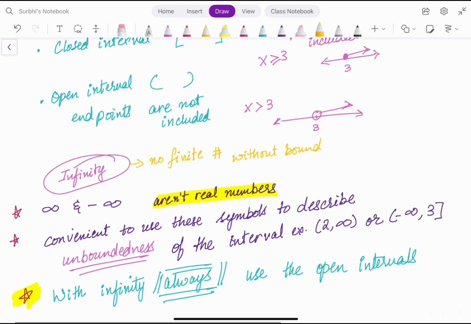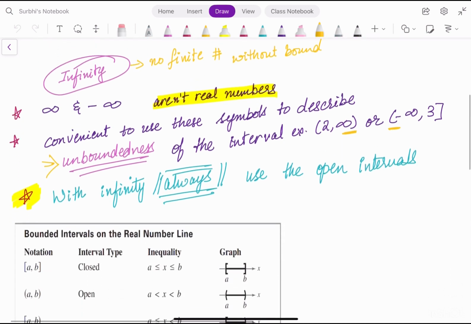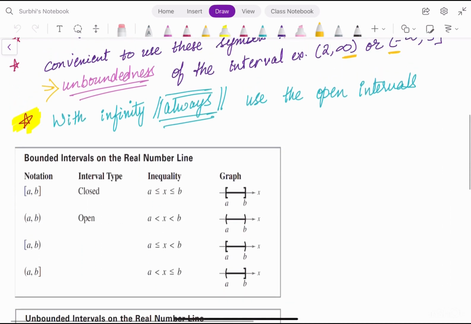Because they are not real numbers and they are talking about unboundedness, whenever you use the symbol infinity, always use the open intervals. Never use the closed interval. As in this example, 2 comma infinity, that means 2 is also open and infinity will always remain open, right?